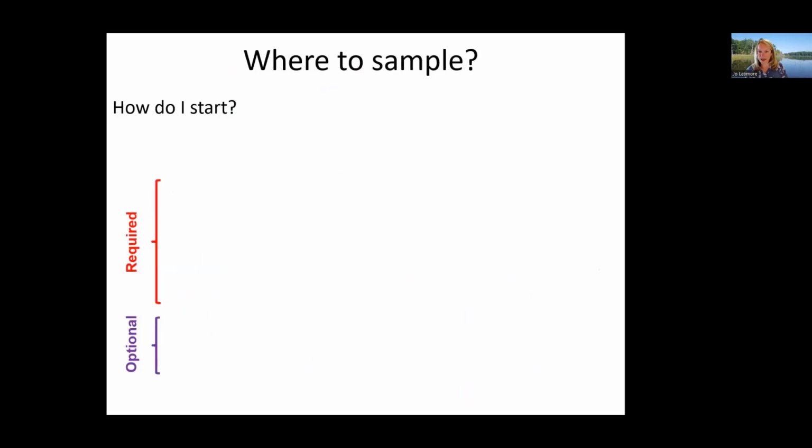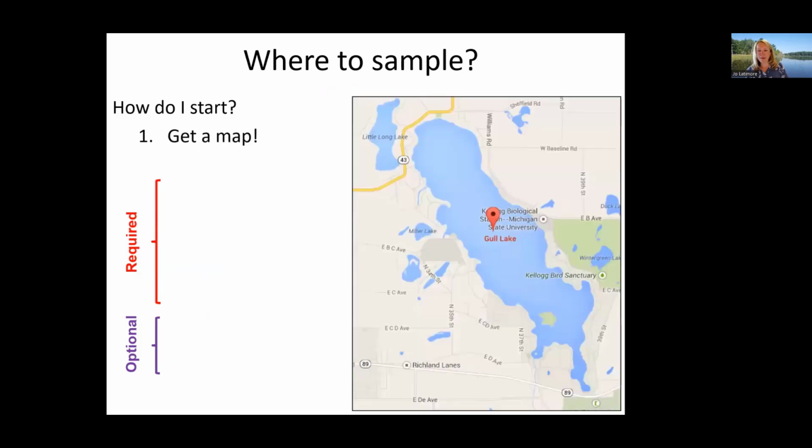So we talked about when, now where. So where do you start? That's kind of important to think about. So the first thing you should do is get a map of your lake, something that you can look at to kind of say, okay, here's what I'm dealing with here. So here's our example lake. We use Gull Lake, the home of MSU's Kellogg Biological Station. So here's your lake map. So that's really important. And then look for a few important features that you're going to want to sample near.